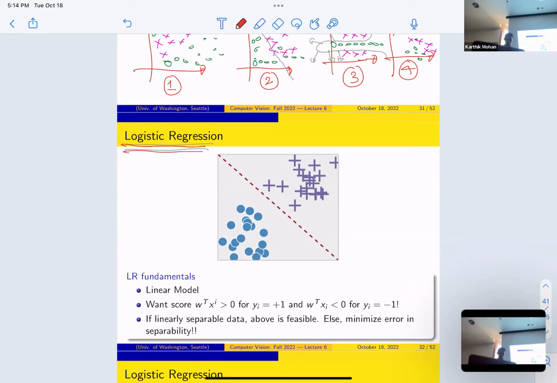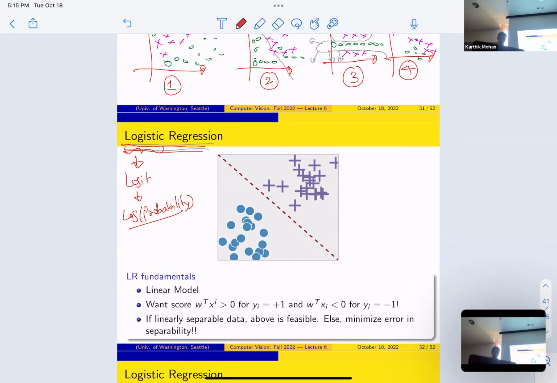So the word logistic comes from the word logit, which comes from the log of probability. Okay, so log of probability, logit, and then logistic. So this model involves taking log of probabilities of a data point being in the positive class or the negative class. That's why the word logistic regression.